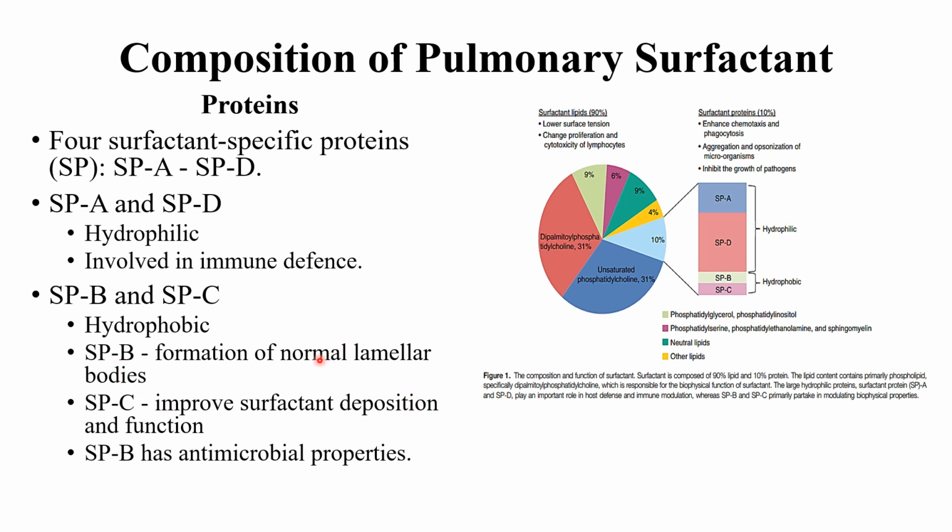alveolar type 2 cells, which make surfactant. SP-C plays a very important role in improving surfactant deposition and its function. And we also find that SP-B, in addition to its function in the formation of lamellar bodies, also has antimicrobial properties. So these proteins and the lipids are what make up pulmonary surfactant.